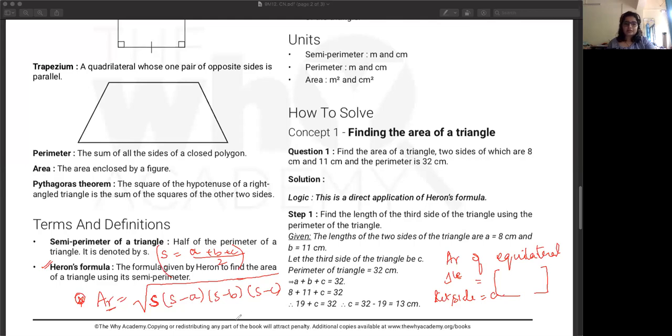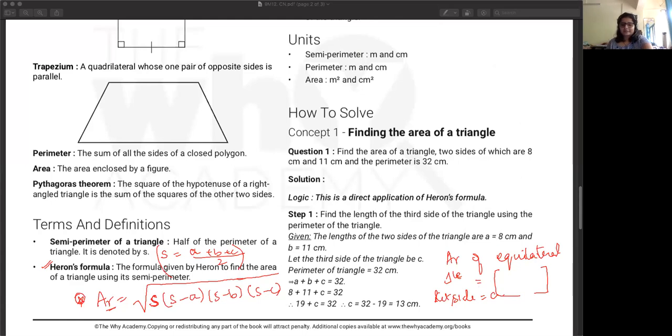Ma'am, but how was Heron's formula derived? That goes into, it's a little complicated, deriving it. It's not easy. I'll check it. I'll send you the paper of how it was derived. I also am not very sure of how it happened, but yeah.